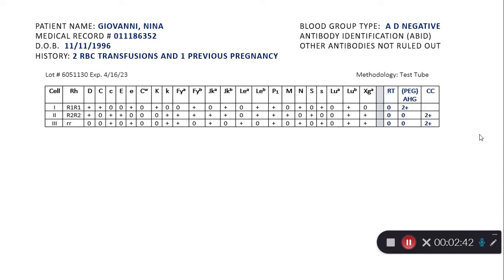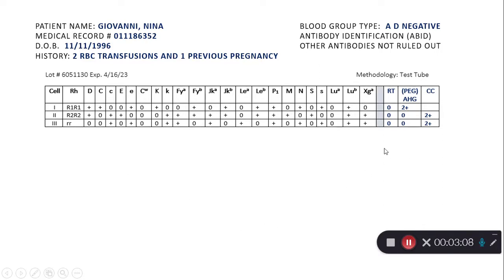Remember, in order to develop clinically significant antibodies other than in the ABO blood group system, you need to be exposed to those antigens, either on your own cells if it's an autoantibody, or other human cells via transfusion, pregnancy, or transplantation. Okay. So let's first look at the antibody screen called an antigram.